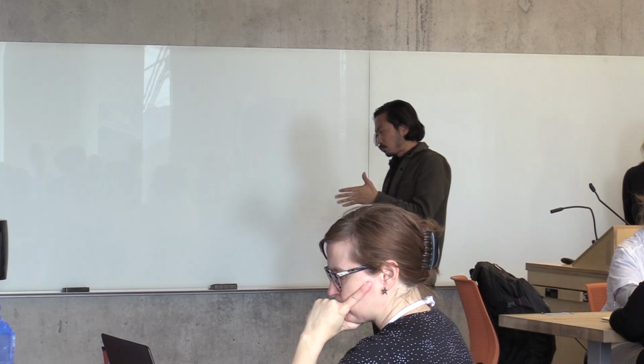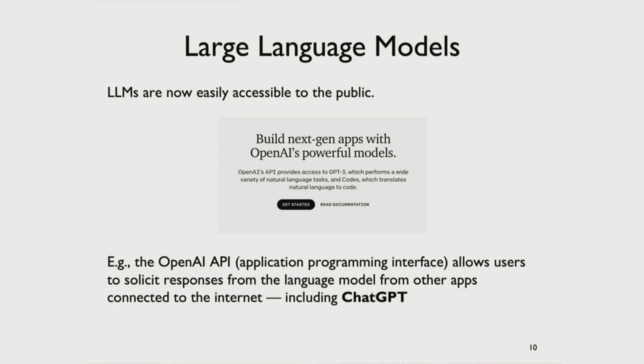Okay, so this was the issue when we brought this forward about a year ago. LLMs are now easily accessible to the public, right? So OpenAI released ChatGPT. That's been in the news, and I think we've all had a chance to play with that quite a lot. The OpenAI API, the application programming interface, means that you can query the large language model for responses from almost any other app. And we're seeing examples of this now.